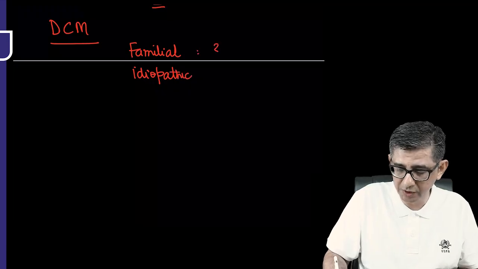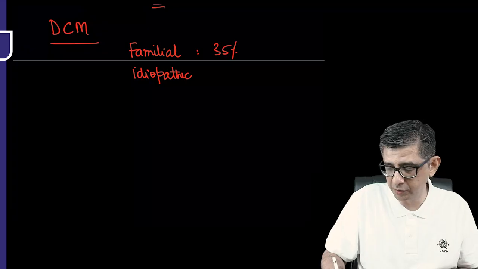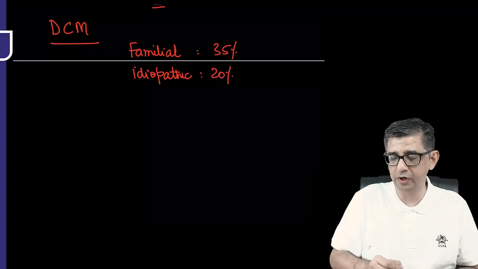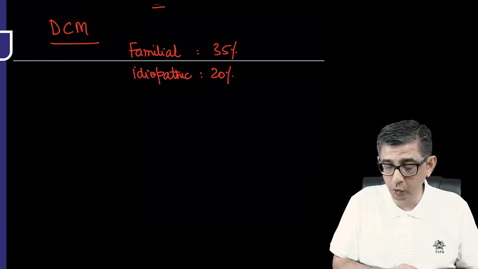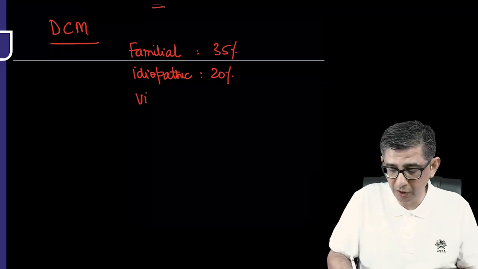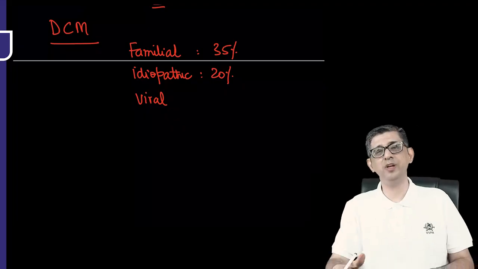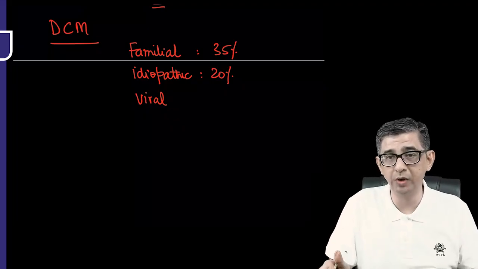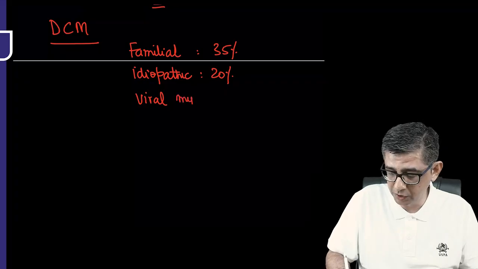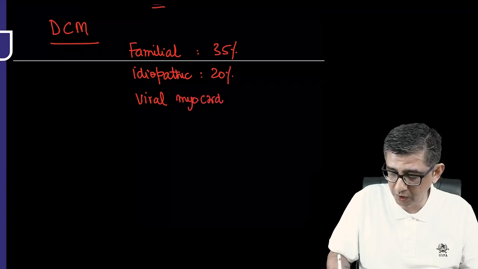Percentage wise, familial constitutes 35% of all cases. Idiopathic is about 20% of all cases. But most of the time, the MCQs will begin after it, because asking familial basis or idiopathic would really not make sense. So let's assume a patient who has suffered from viral myocarditis.